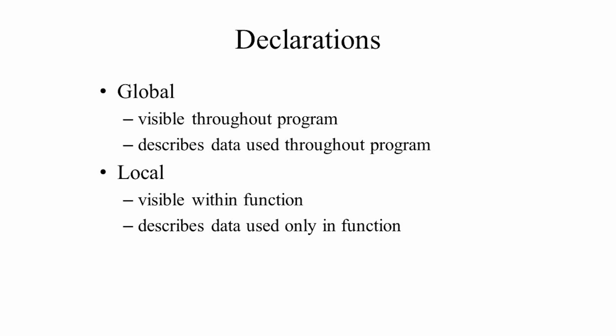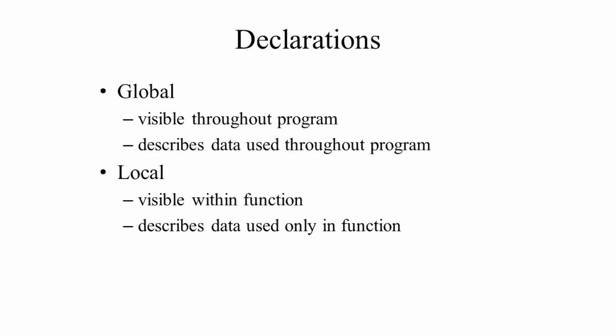And then you have one more declaration, that is the local declaration, which is visible within a particular function. That means it is limited to a function. So within that function the local variable can be used, and it describes the data used within that particular function. So these are the two declarations being used, the global declaration and the local declaration.